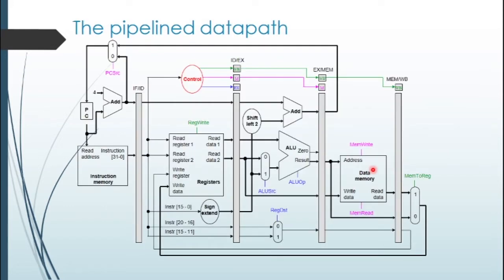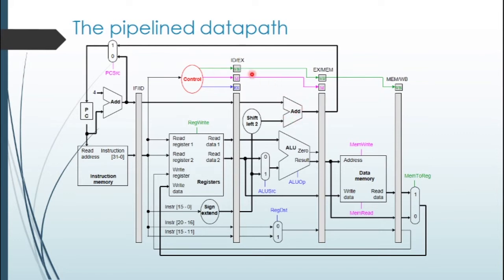So let's go through the pipeline data path that we studied. We have 5 stages. First stage, instruction fetch; the data is stored in the IF/ID register. The second stage, ID; the register reads are stored in the ID/EX register. Similarly, all the control signals are stored in this ID/EX pipeline register. Similarly, the third stage stores the result of the ALU, the branch target address and other different things.